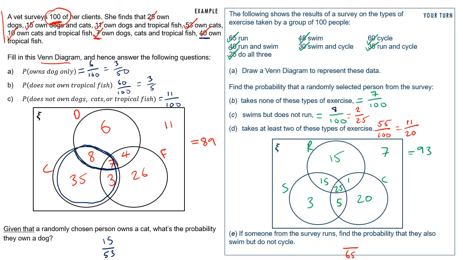So out of those 65 that run, we wanted the probability that they also swim, but they do not cycle. So these ones swim, but do not cycle. These ones do both. So it's 15 out of 65, which we can simplify down.